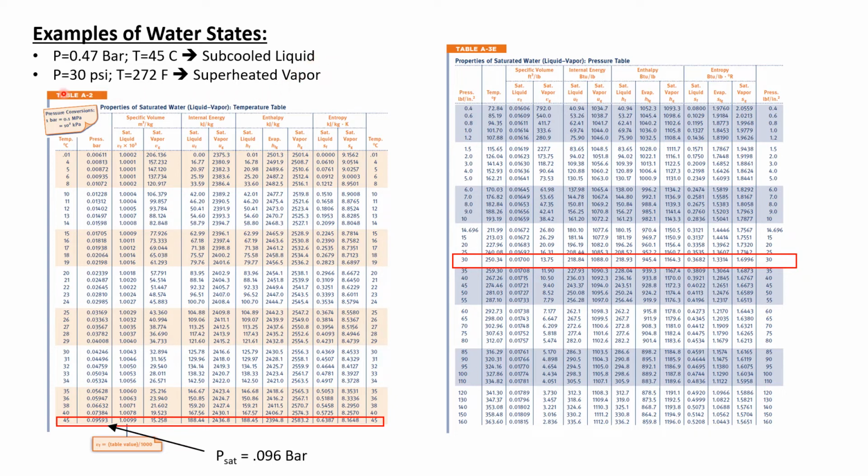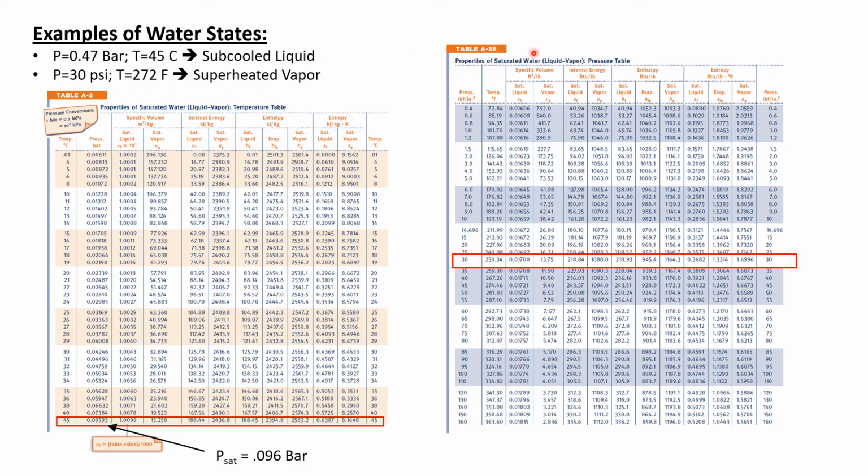Let's look at another problem. I have water at a state of 30 psi and a temperature of 272 degrees Fahrenheit. I'm not going to find 272 degrees Fahrenheit in the table, but I will find 30 psi.